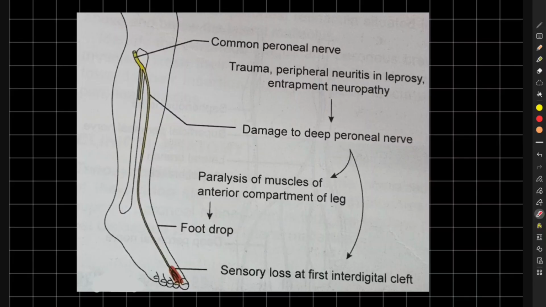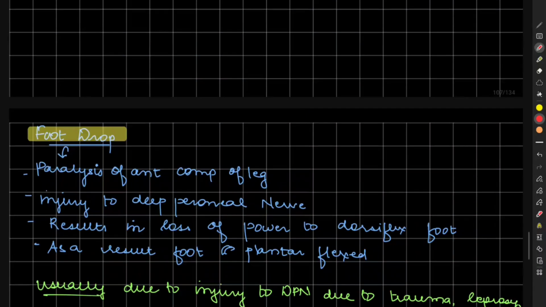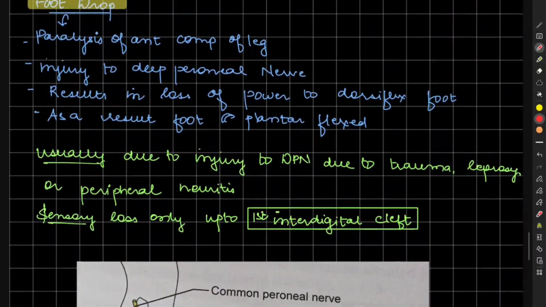So loss of dorsiflexion, and secondly, there will be a sensory loss at the first interdigital cleft. There will be loss of dorsiflexion. This point you have to include while writing the foot drop, loss of dorsiflexion. Okay, so this is about the anterior tibial artery and the deep peroneal nerve.